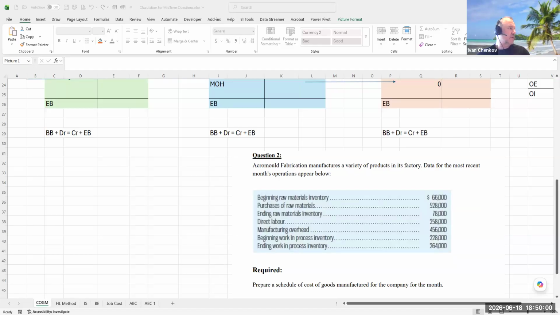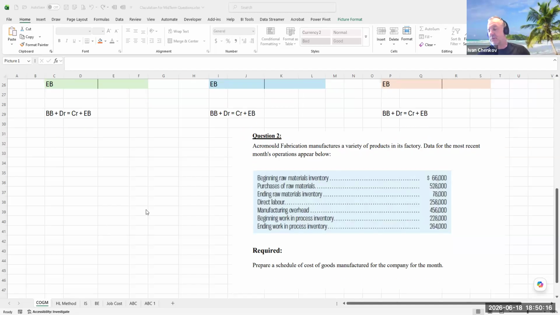So hold on a second. 1, 2, 3, 4, 5, 6, 7, 8, 9. Nine questions, which are assignment questions, and 20 multiple choice questions. That's the structure of your exam. Now let's go one after another.